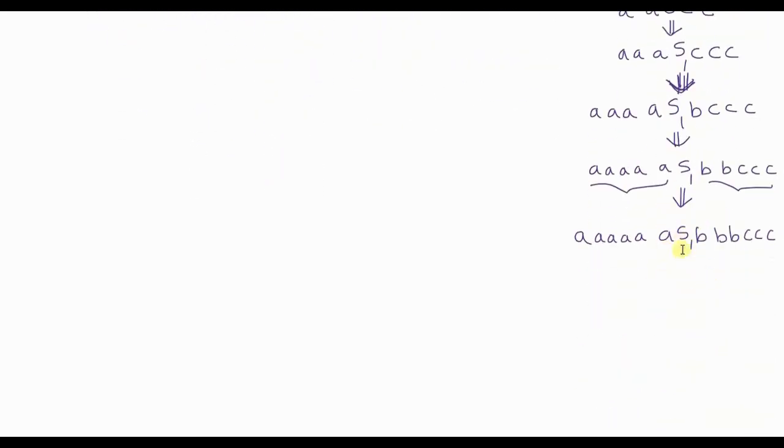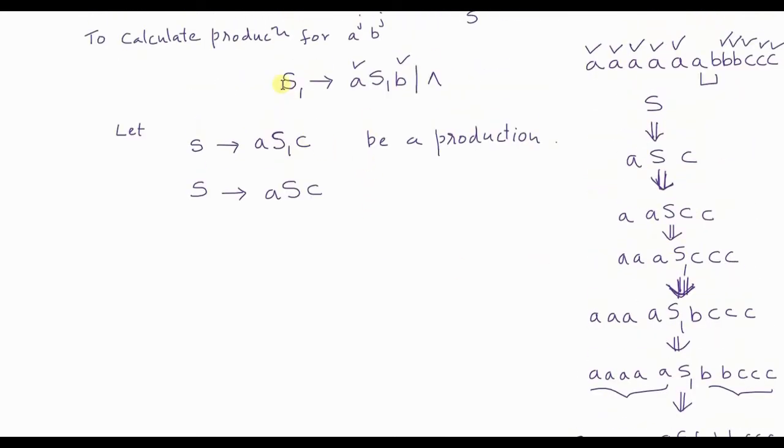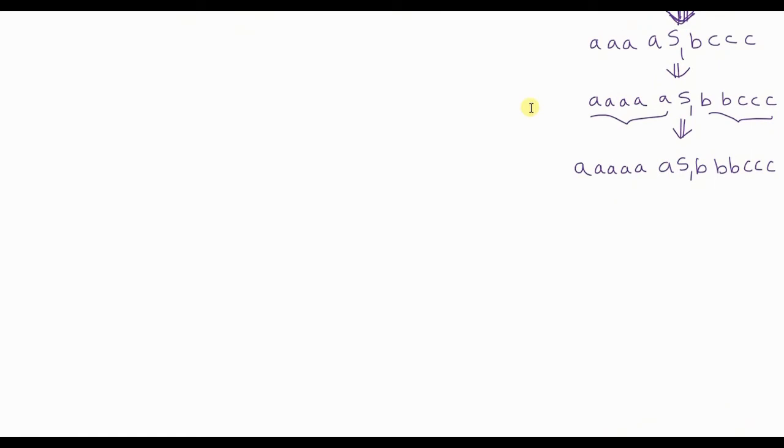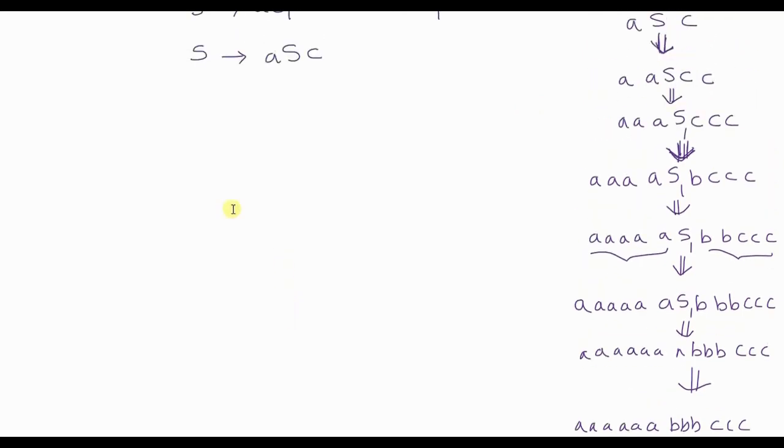So now this last S1, again you can replace S1 with AS1B or null. Since there are no more replacements required, I can just replace S1 with null. So finally I replace this S1 with null, and as a result the string that I obtain is 6 A's, 3 B's and 3 C's. So I have got the required string.